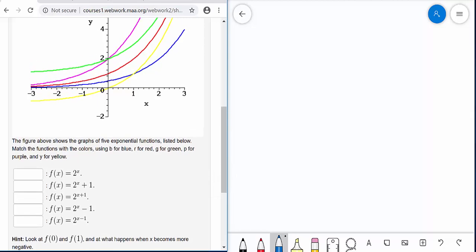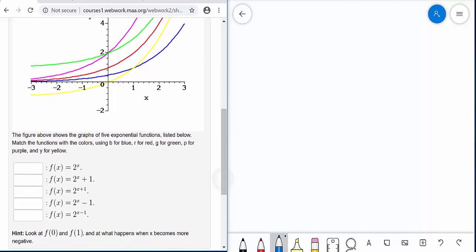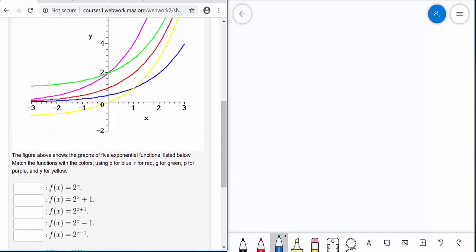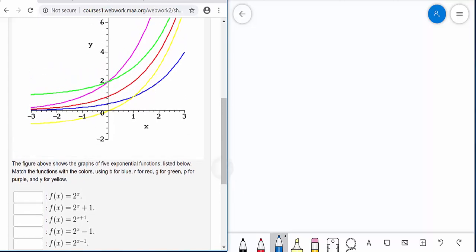And they give us a hint here to look at f of 0 and f of 1. And so by finding 2 points on each of the graphs, you can actually match up the corresponding graph. If we look at the first function, f of x equals 2 to the x, we see with these exponential functions, the input becomes the exponent on the base 2. Number 2 is called the base, and x is the exponent.